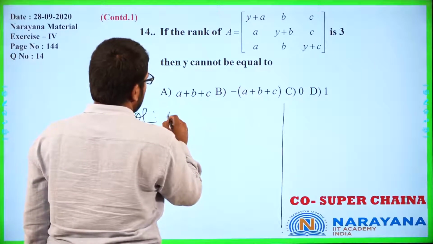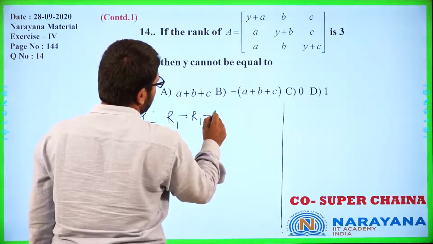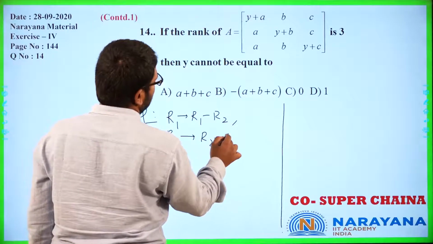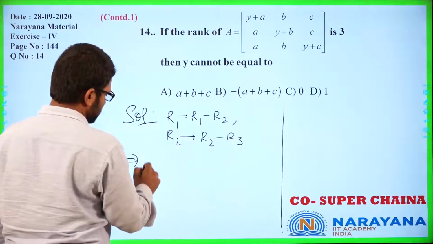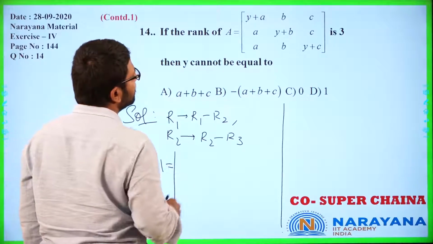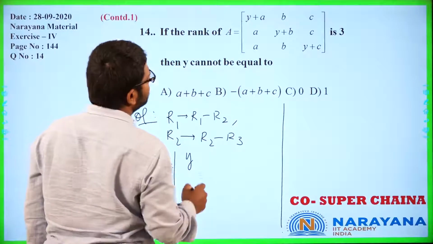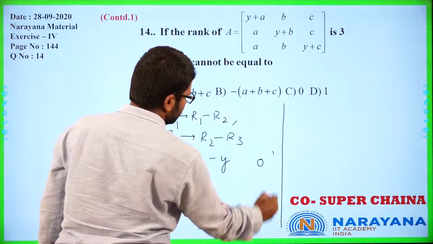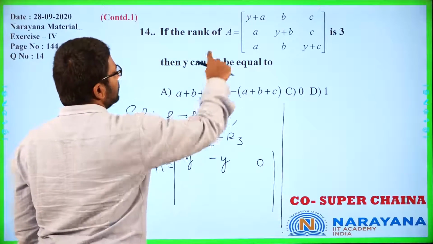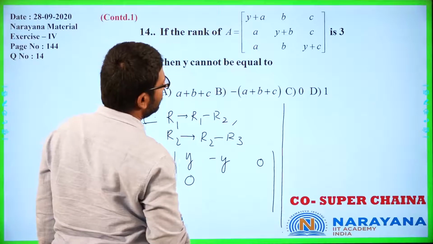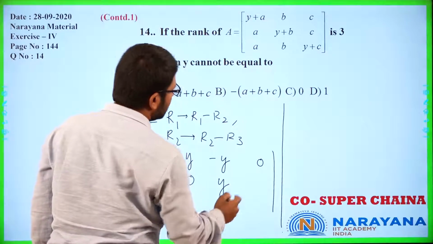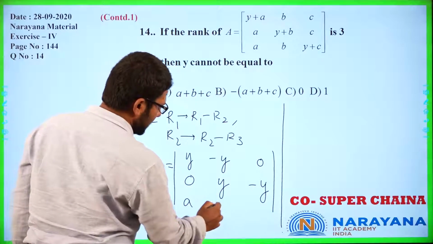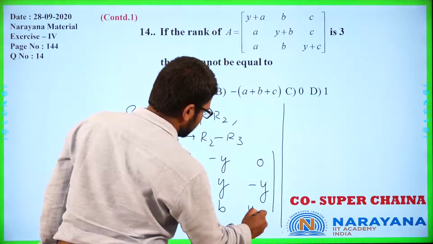So let us say R1 goes to R1 minus R2 and R2 goes to R2 minus R3. In which case mod A would be: y plus A minus A is just y, B minus y plus B is minus y, C minus C is 0. Then R2 goes to R2 minus R3. So A minus A is 0, y plus B minus B is y, C minus y plus C is minus y. And we are left with A, B and y plus C.